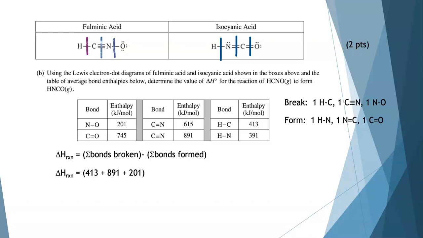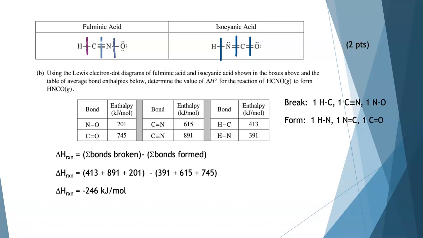All right, so I just go to the table and I pull that information out for the HC, the CN, and the NO bond, the CN triple bond specifically. And then for what I form, I have to form an HN bond, an NC double bond, and a CO double bond. And I put those together and I take the difference. Do you pay attention to order of operations when you're doing these kinds of problems? It's not that they're very difficult, but it's very easy to misenter things. So I definitely would write it down, have that supporting work. All right, and so I get a delta H of reaction of minus 246 kilojoules per mole.